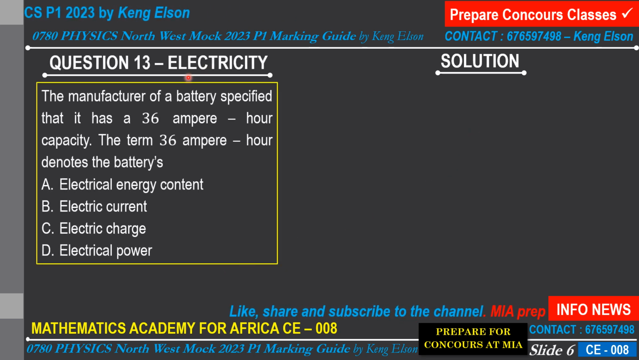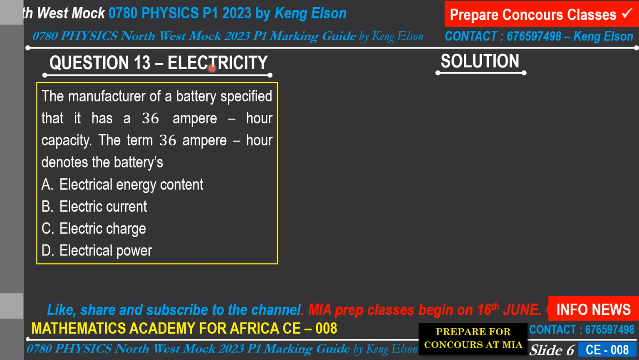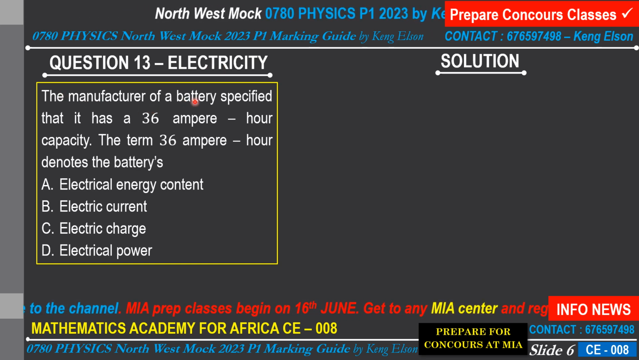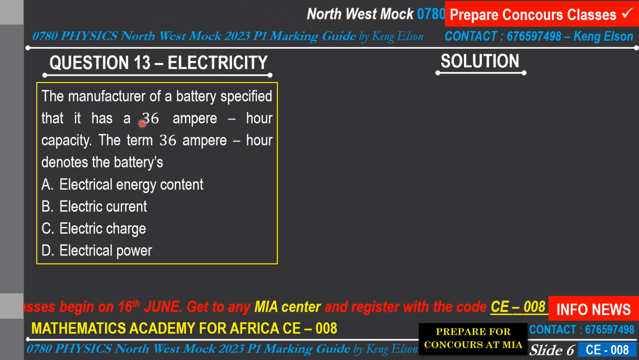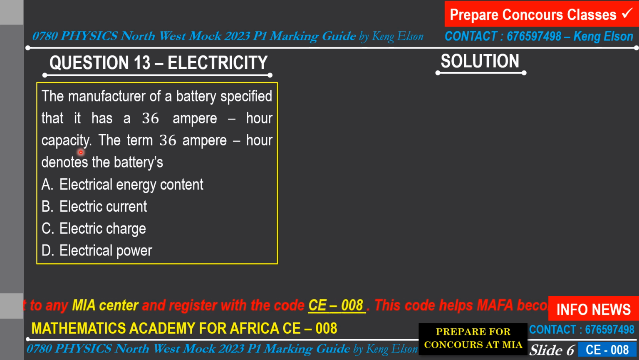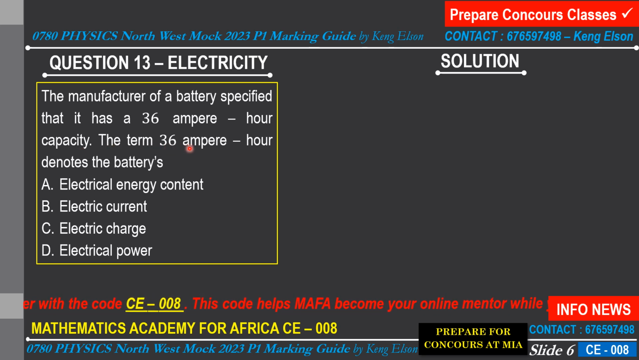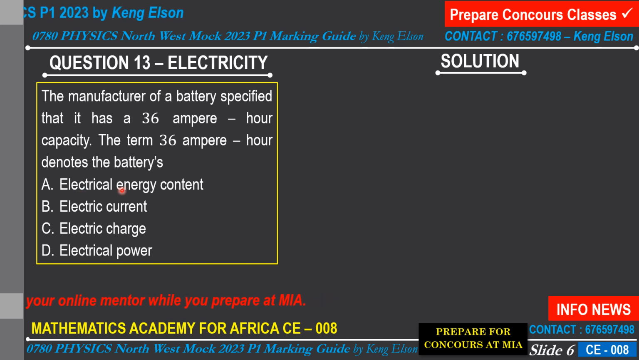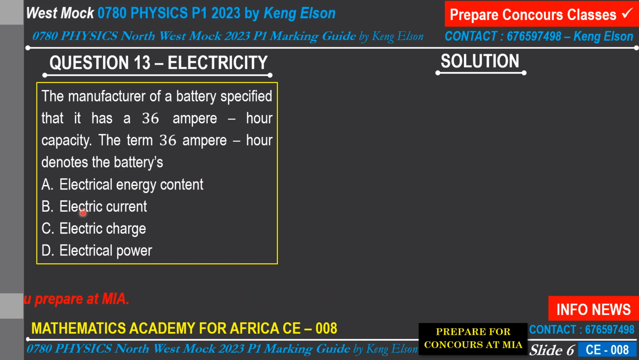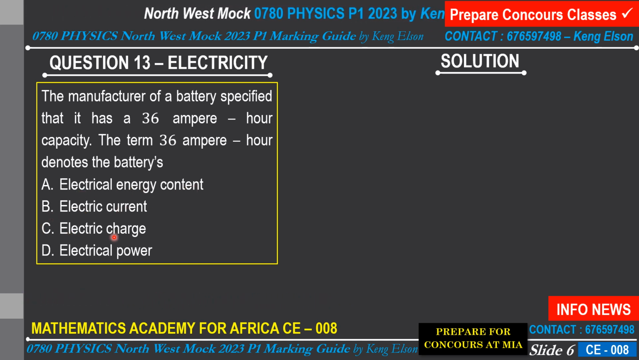Okay, so we are moving to question 13, which is on electricity. A manufacturer of a battery specified that it has 36 ampere hour capacity. The term 36 ampere hour denotes the battery's A. Electrical energy content, B. Electric current, C. Electric charge, and D. Electrical power.